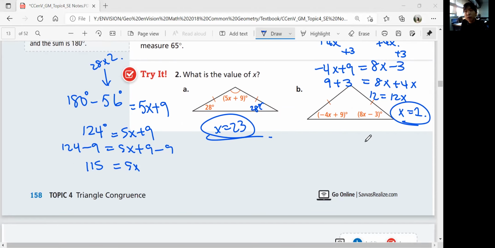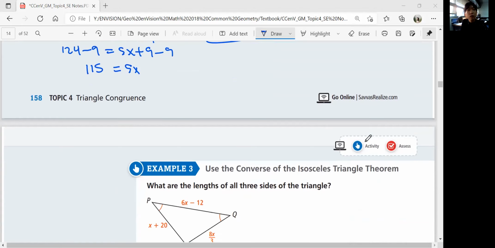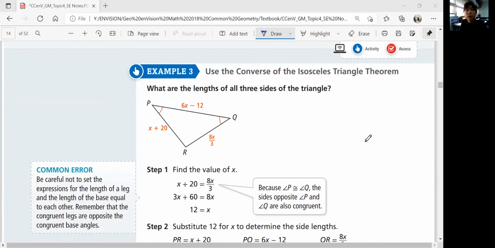So this only works for isosceles triangles. Let's look at example 3. We're going to use the converse of the isosceles triangle theorem. Remember that the converse is the opposite of the theorem. So the if-then statement switches. Okay, what are the lengths of all three sides of the triangle? So use the theorem backwards.